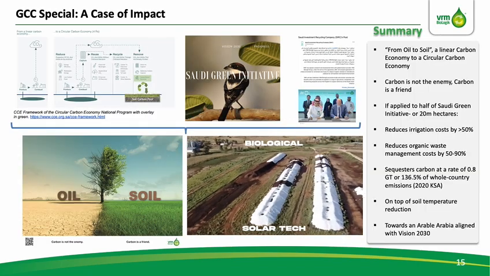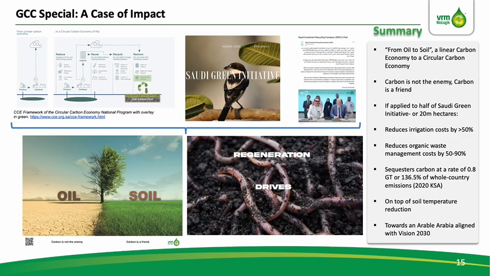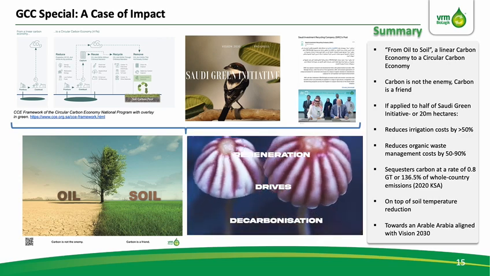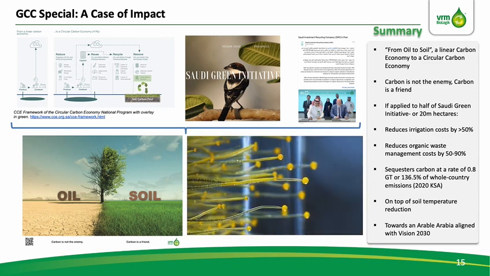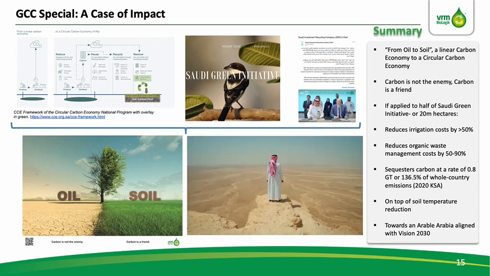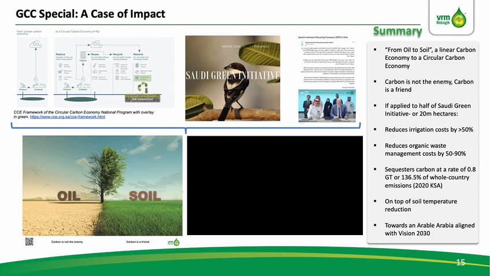So quickly, we're going to share an ongoing project with Saudi Arabia for a sense of the sort of impact in the GCC region. Here we are combining elements of the circular carbon economy framework together with the Saudi Green Initiative, which is meant to terraform 40 million hectares of soil through the accumulation of carbon into the soil carbon pool, and hence reducing irrigation needs by 50% or more.